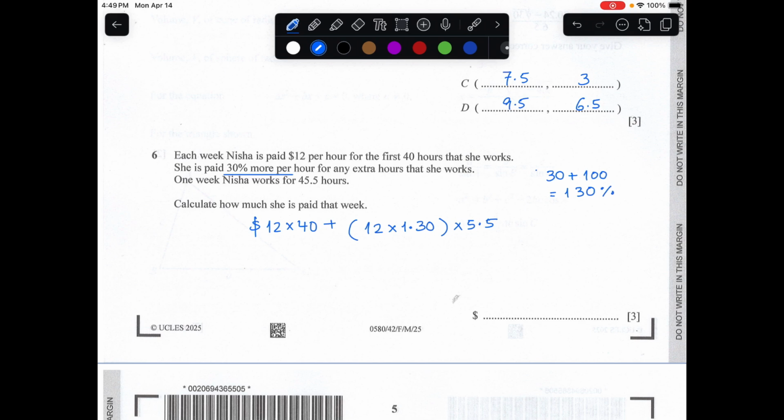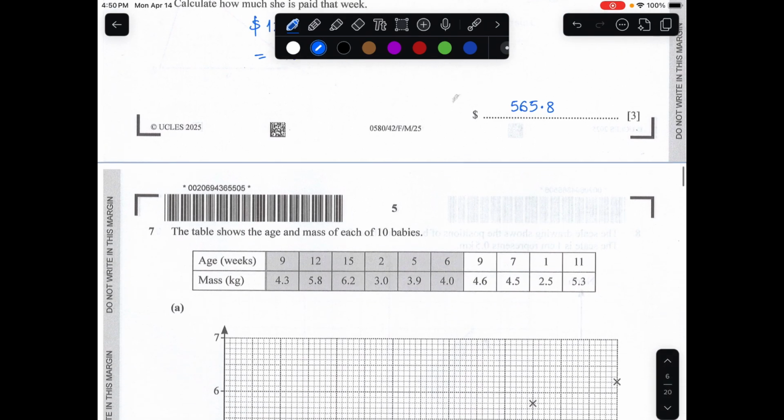Pop this in your calculator. This will work out to 480 plus 85.8. So the final answer would be 565.8. All right. Let's look at the next question.